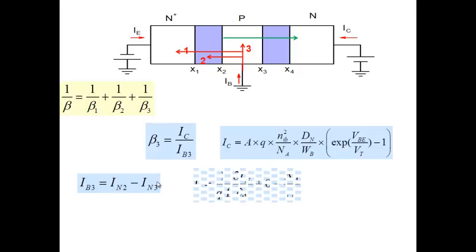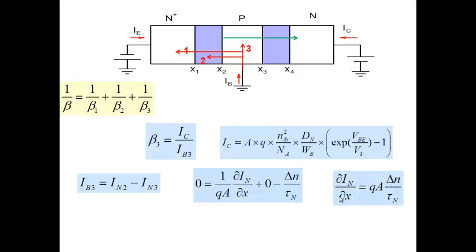Now, how do I determine this? Well, let's go back to our continuity equation, in steady state. So del N by del T is 0. This is my current term here. There's no generation, and recombination is delta N by tau N. So that's my continuity equation. Now remember, I have to get IN2 minus IN3. So what it says is just integrate this.